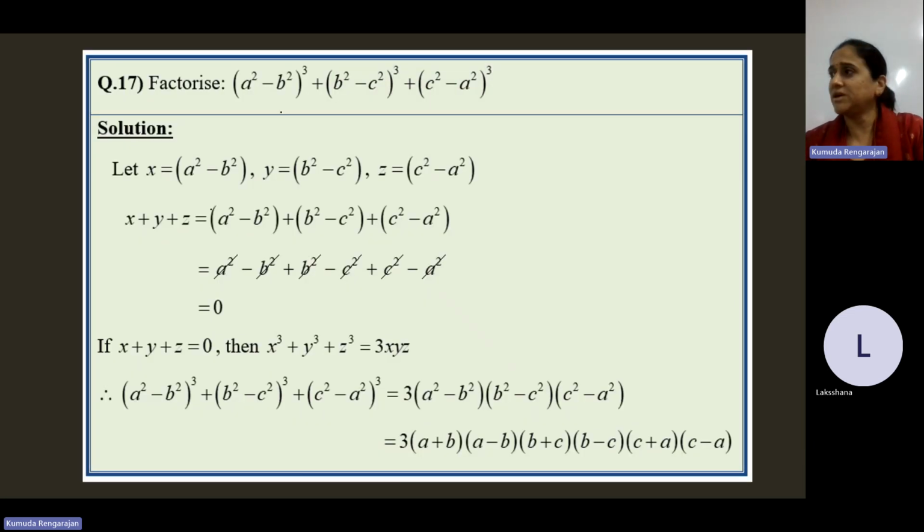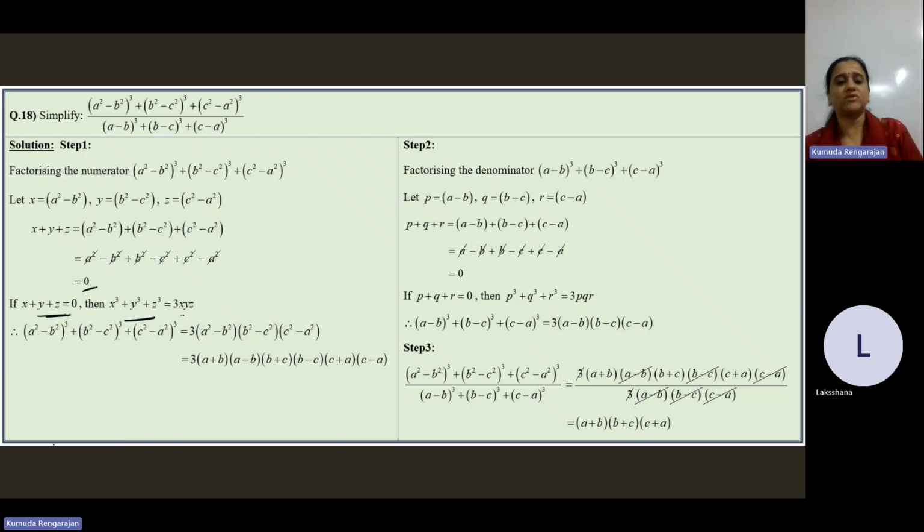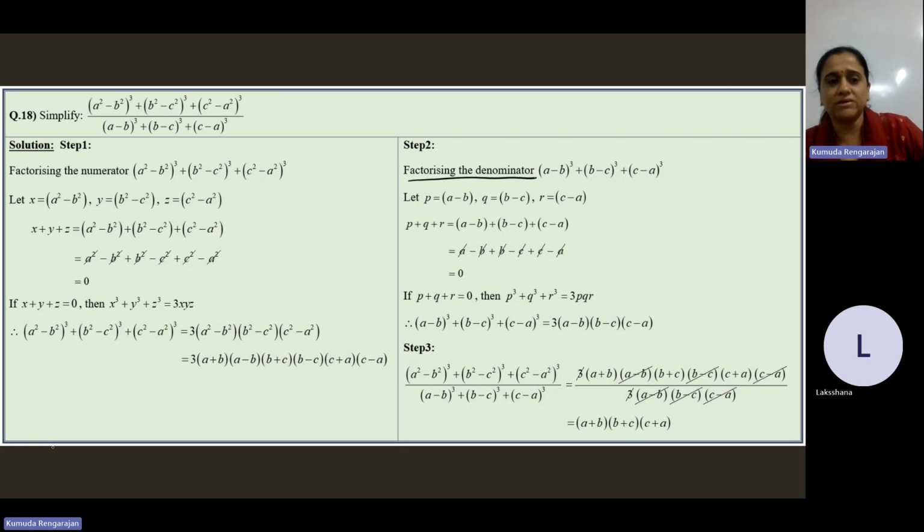See here, it's the same thing we just did. So this is x cubed plus y cubed plus z cubed. Find x plus y plus z. It will be 0. So if x plus y plus z is 0, then this one is 3xyz. Like this, you factorize the numerator, what we just did. Then take up the denominator, factorizing the denominator.